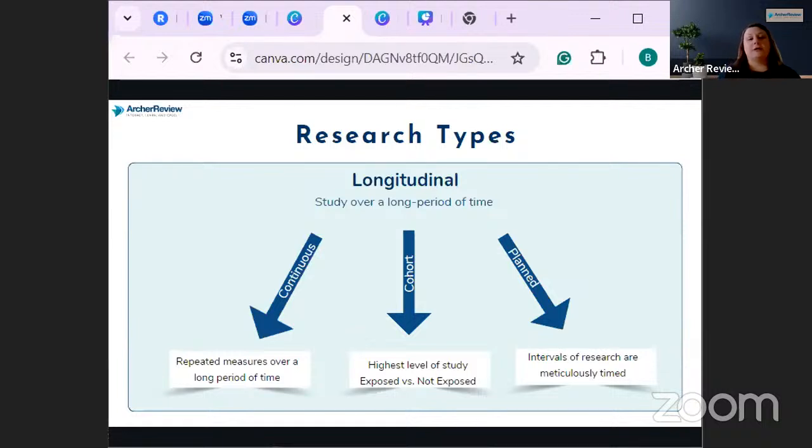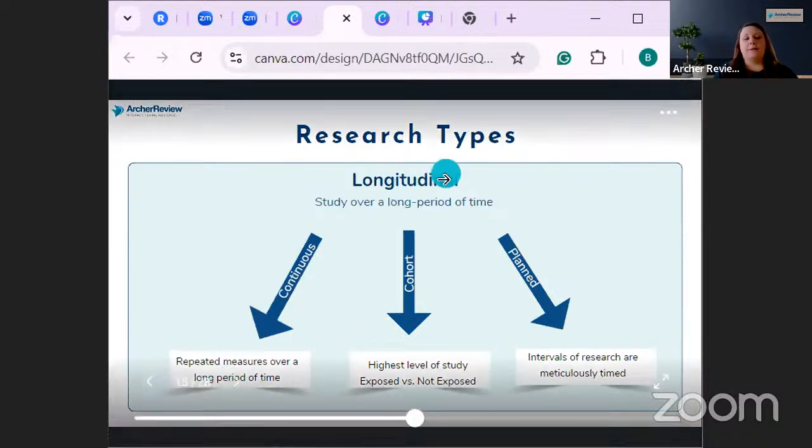Just a little side note here, if you hear about a cohort study being done, that's just a type of longitudinal. It follows up under that umbrella, and it's the highest level of study because it follows exposed versus not exposed. So again, nothing to memorize here, but just knowing where those words fall helps to put them into perspective for you.